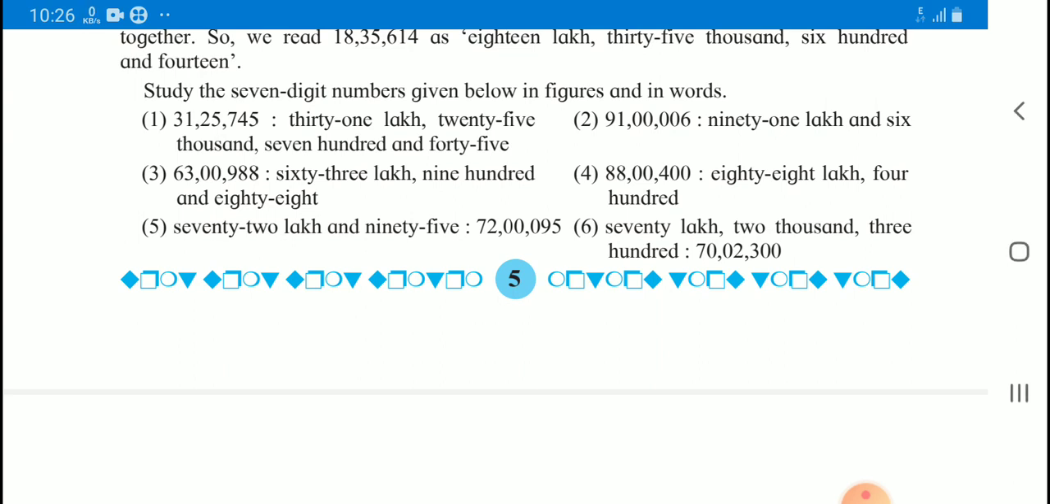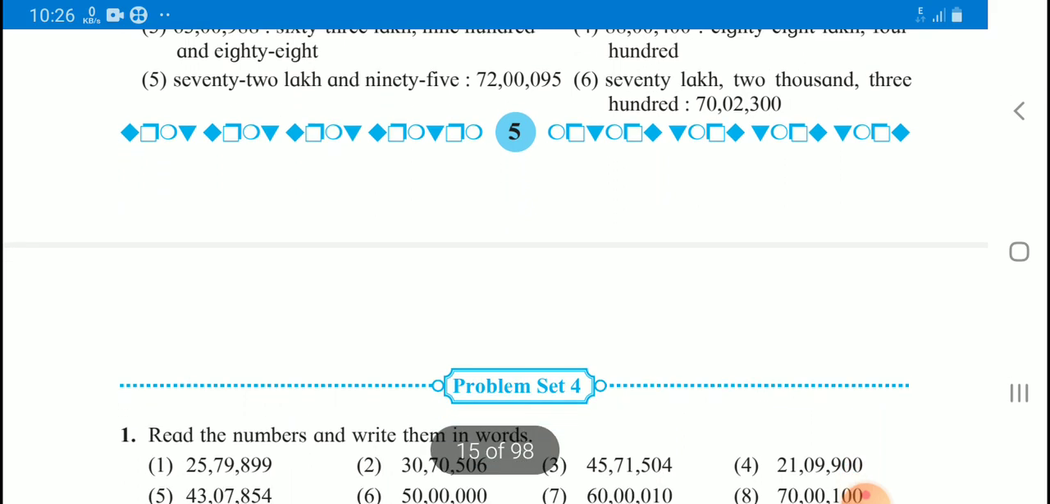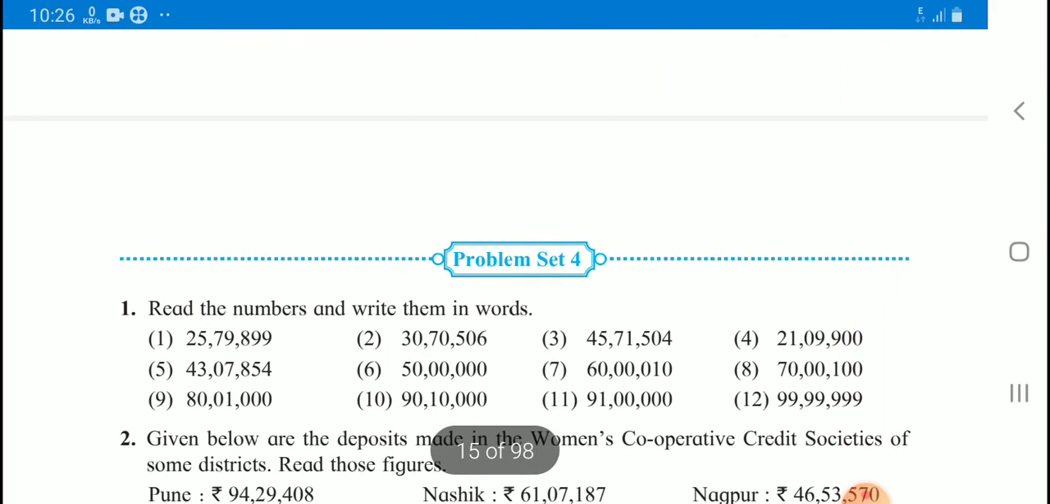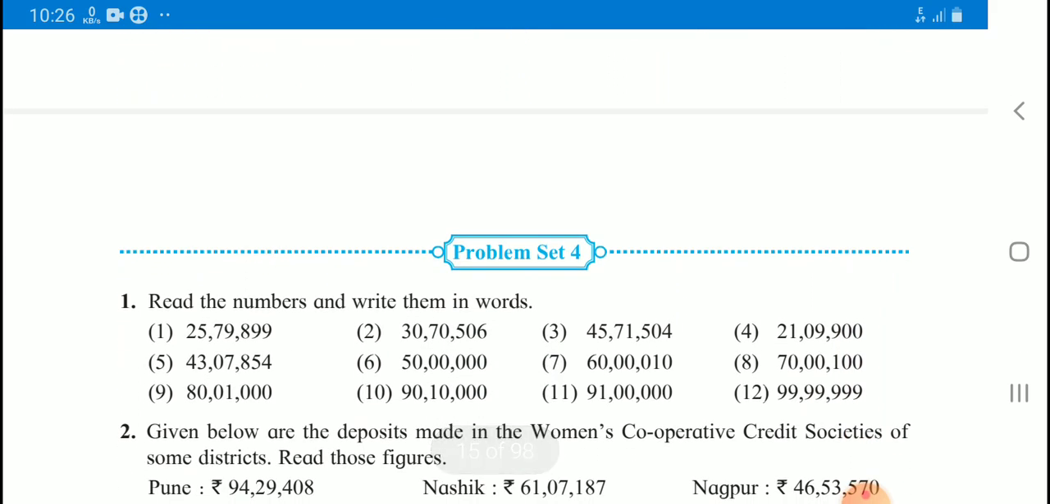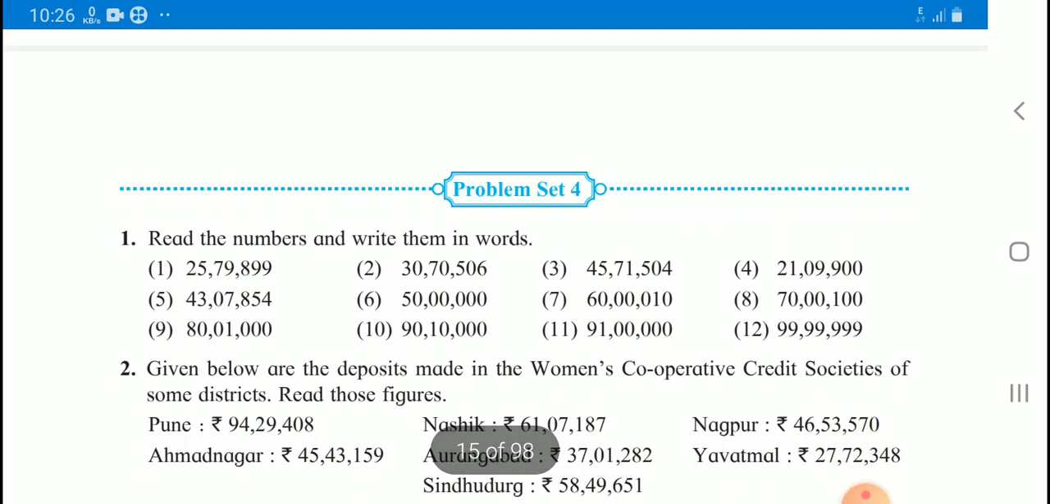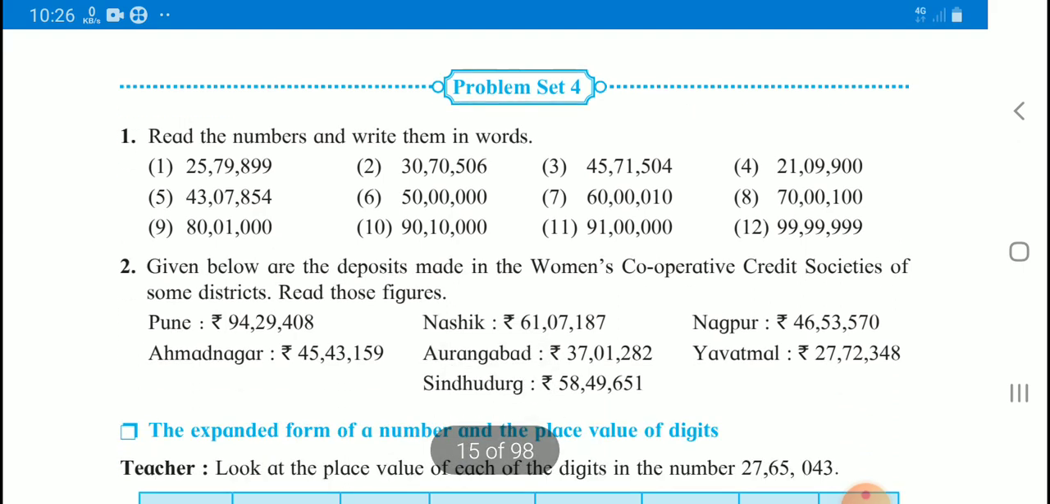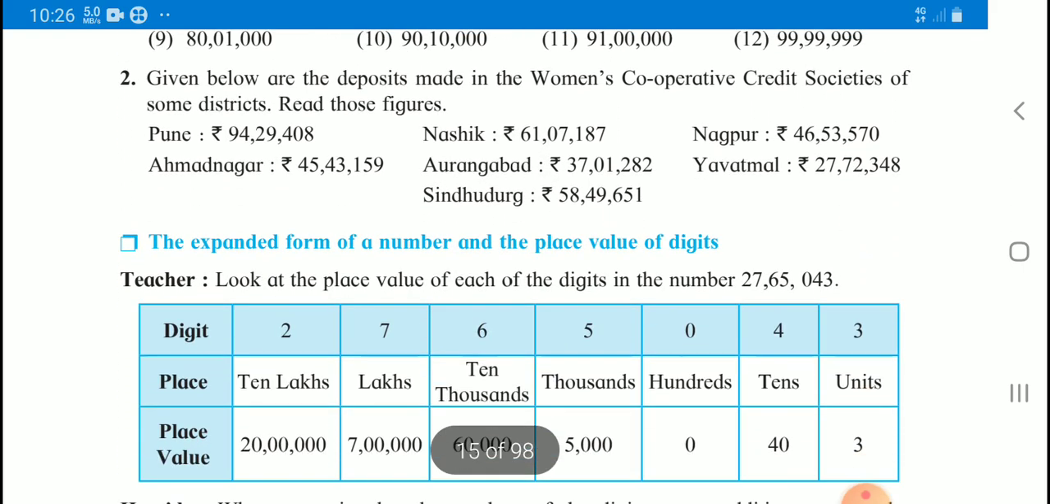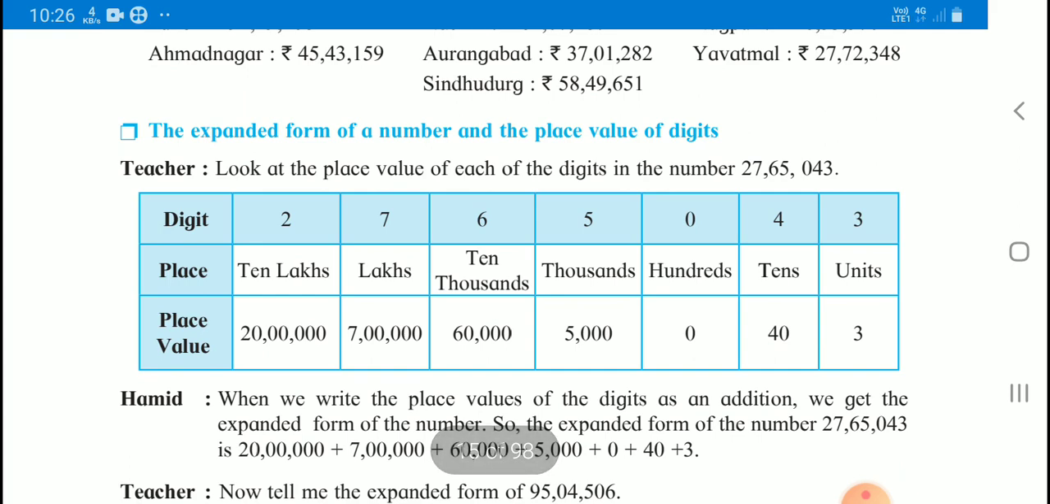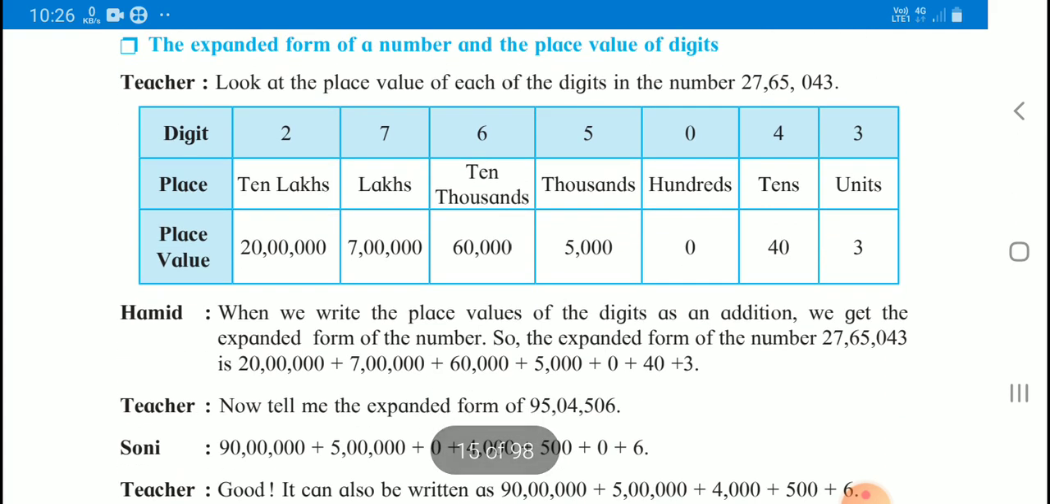Now next number is 70 lakh 23,000. So this number is written as 70,23,000. Maybe you understood very well how to write the 7-digit numbers. So by using this information, you have to solve problem set 4.